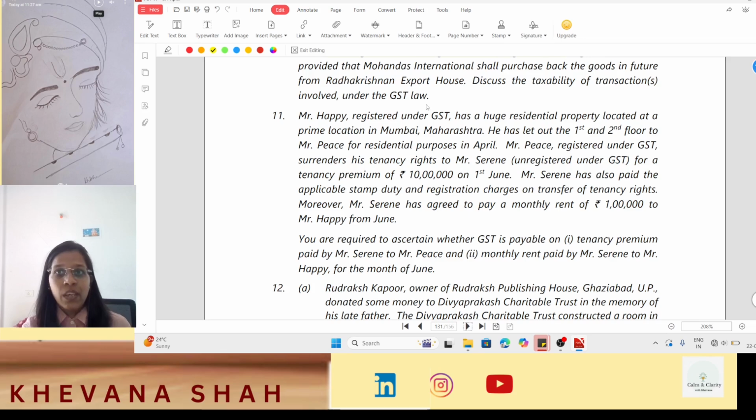So see here, the giving of residential house property on rent is not a taxable supply, but surrendering of tenancy rights is a supply, and so GST is leviable on that portion. Mr. Serene has also paid the applicable stamp duty and registration charges on transfer of tenancy rights. Moreover, Mr. Serene has agreed to pay a monthly rent of 1 lakh to Mr. Happy from June. So we have to ascertain whether GST is payable on tenancy premium. Yes, GST is payable on tenancy premium. Whether GST is payable on monthly rent, for that we will have to check the conditions.